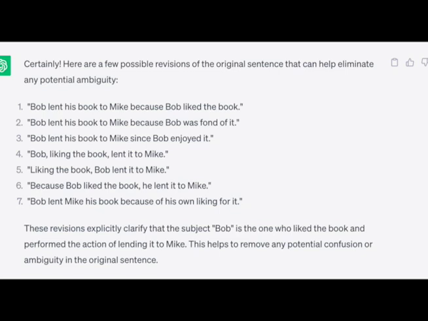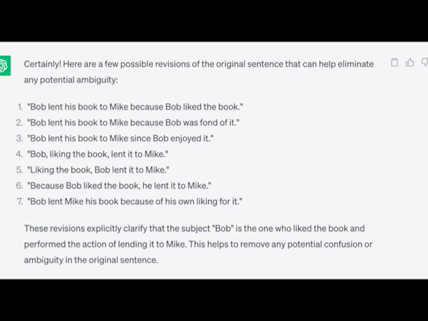The second possibility, Bob lent his book to Mike because Bob was fond of it. Yeah, that's fine. Bob lent his book to Mike because Bob enjoyed it. These are all sort of variations of the very first possibility here. Number 4, Bob liking the book lent it to Mike. I'm not sure about that one. Or the next one, liking the book, Bob lent it to Mike. It seems a little strange, a little odd here.